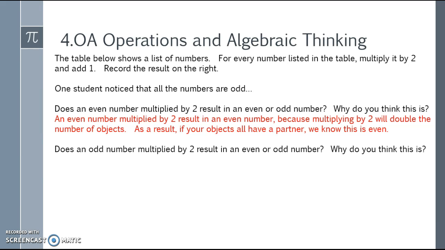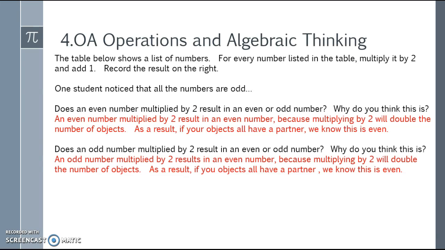Does an odd number multiplied by 2 result in an even or an odd number? Well, when we start with an odd number, it will also result in an even number. Because we start with an odd number of objects, not everybody has a partner. But as soon as we double the amount that we have, that last piece that did not have a partner will now have a partner, and everyone will have a match, therefore giving us an even number.